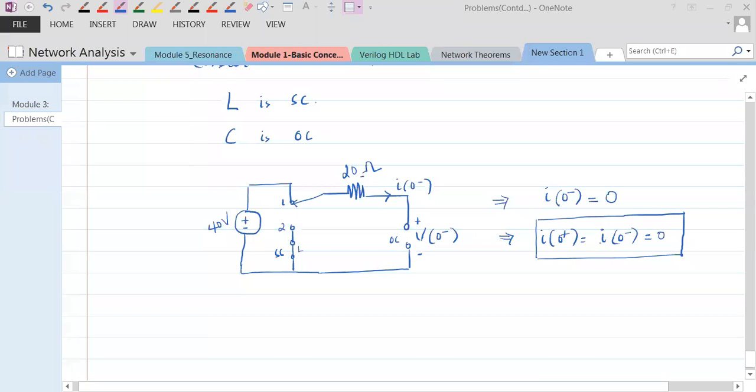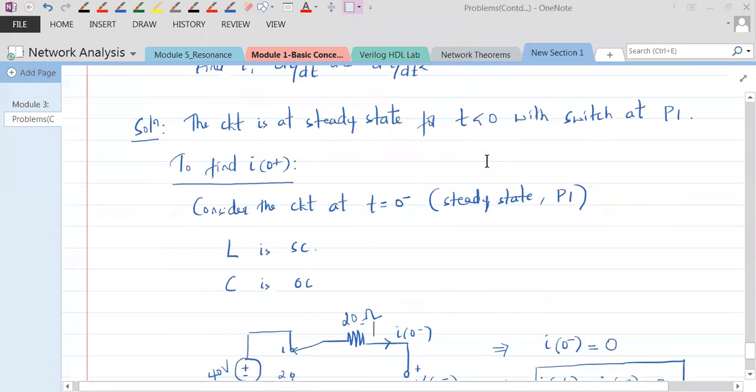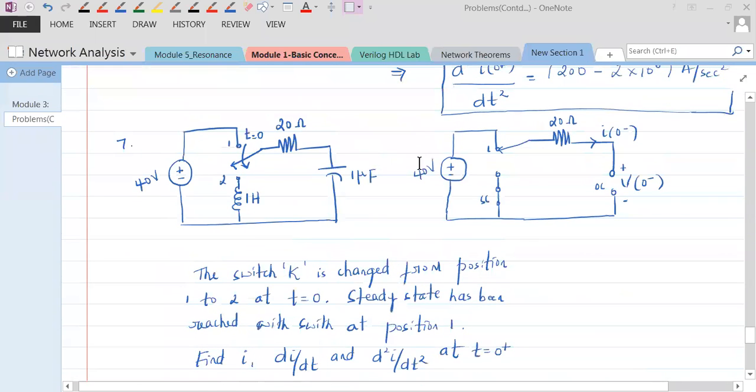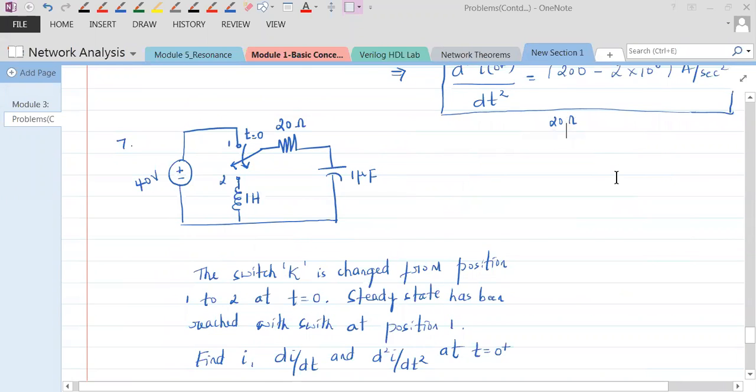Now, once we have found out the current at t equal to 0 plus, we need to find out the first order differentials at t equal to 0 plus. To find out first order and second order differentials at t equal to 0 plus, we need to consider the circuit at t equal to 0 plus. But for I at t equal to 0 plus, whatever is the current at t equal to 0 minus is sufficient. But for first order and second order differentials, we need to write the circuit at t equal to 0 plus. So how would the circuit look like? We need to look at that.